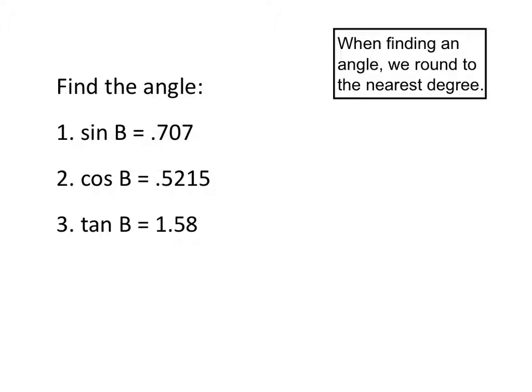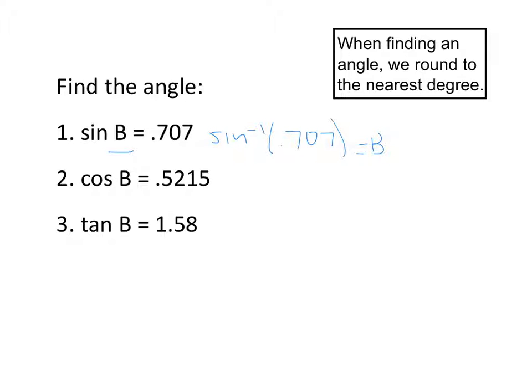So let's take some practice here finding different angles. And when we are finding an angle, we'll round to the nearest degree for angles. So sine of B equals 0.707. So in my calculator, I will type in inverse sine. So again, second sine of 0.707, and that will equal the measure of angle B.